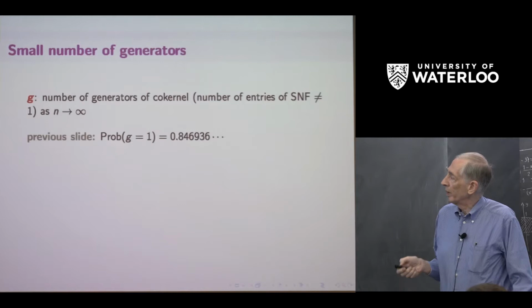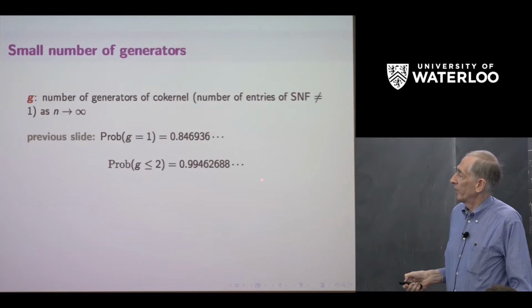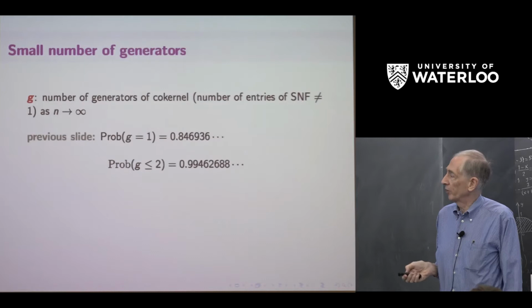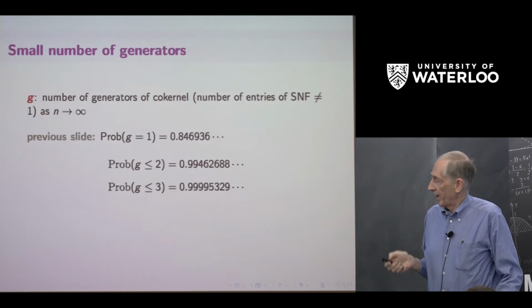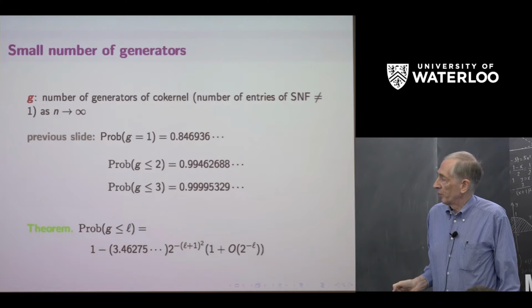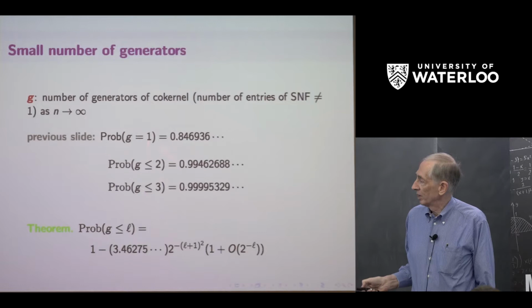What about other numbers of generators? Well, for the probability that G equals 2, there's a product formula. It's going to 1 very rapidly. Over 99% chance there are at most 2 generators. At most 3 generators, the probability is 0.9999. And in fact, asymptotically, the probability that we have less than or equal to L generators is 1 minus some constant times 2 to the minus (L plus 1) squared. So it's going to 1 quadratically exponentially. That's why it's very fast convergence to 1.